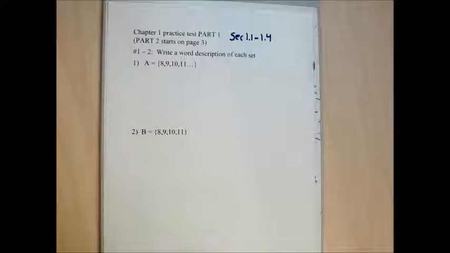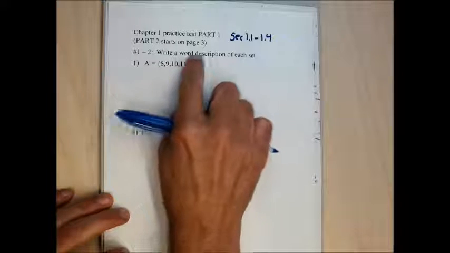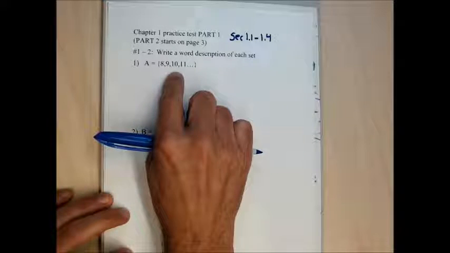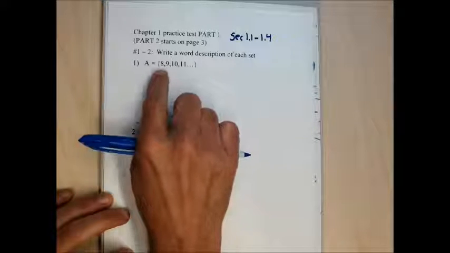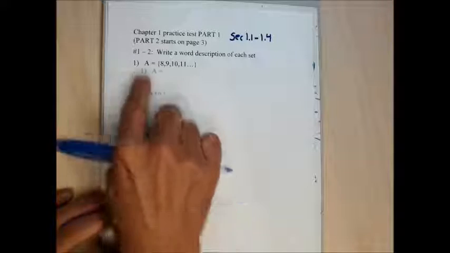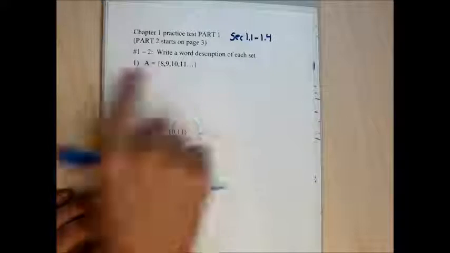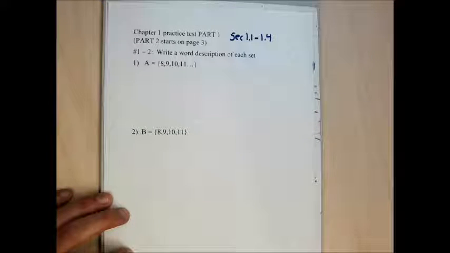So problems 1 and 2 give me sets that contain only natural numbers, and they want me to write word descriptions. Somewhere in my word description, which is maybe a sentence to describe the elements of the set, I should probably use the words natural numbers for both problems 1 and 2, because the numbers are natural numbers. If I don't say natural numbers, that might allow decimals or negative numbers that I don't want.